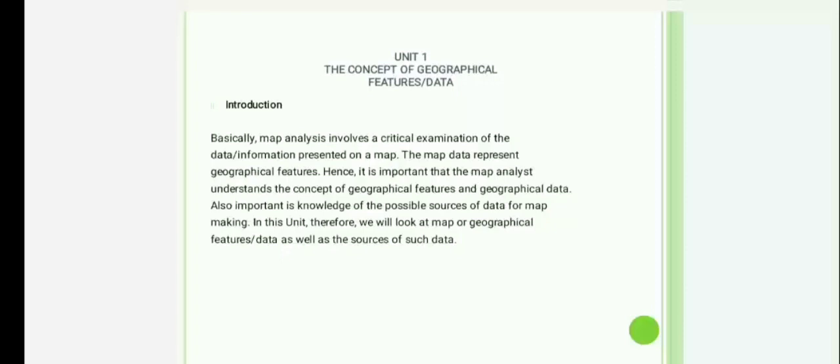And also important is knowledge of the possible sources of data for map making. In this unit, therefore, we will look at map or geographical features or data as well as sources of such data. Objectives. At the end of this unit, you should be able to, first, identify the different types of geographical features and data. Last, identify the various sources of data for map making.